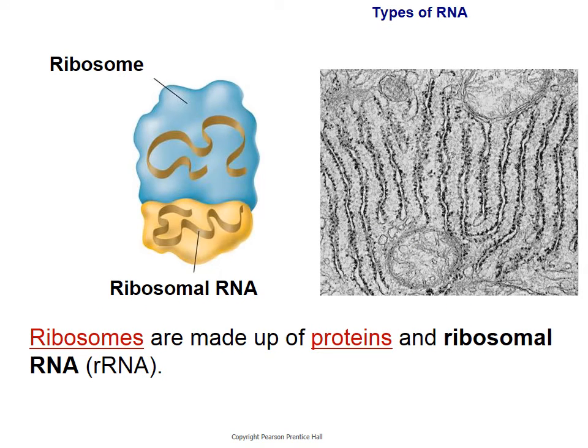Second type, ribosomal RNA. Ribosomes themselves, you see the picture at the top, are organelles comprised both of proteins and ribosomal RNA, or rRNA. So that's their main function, is that they're part of the ribosome.